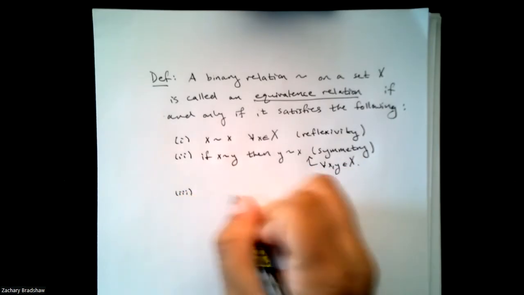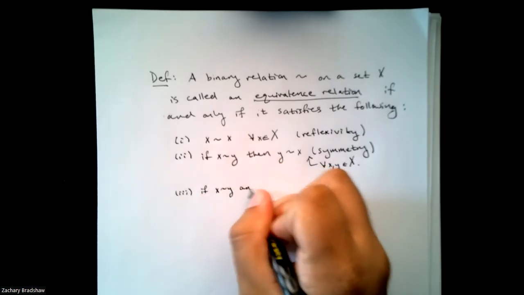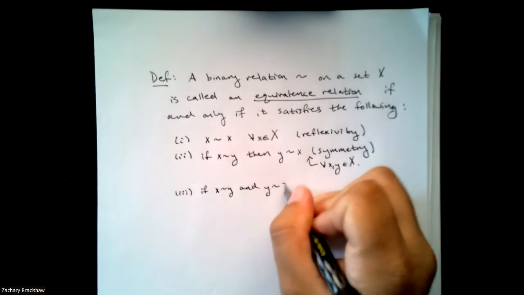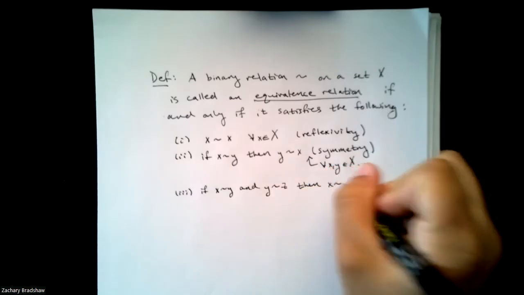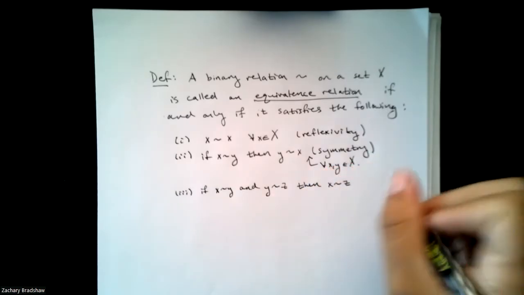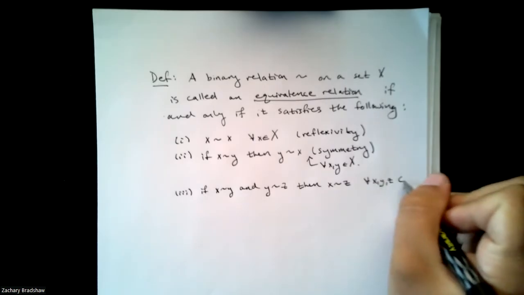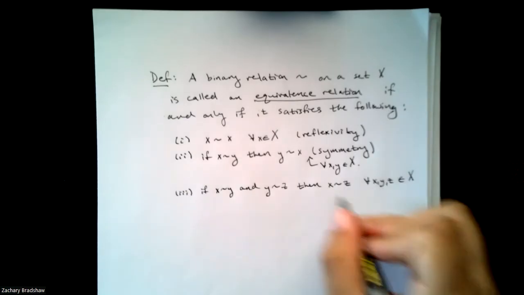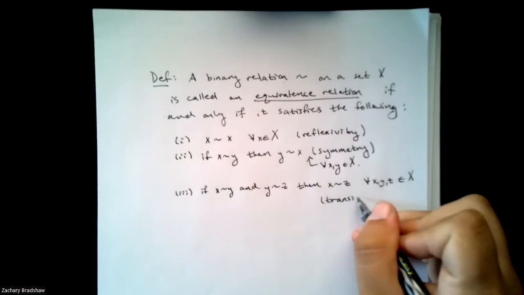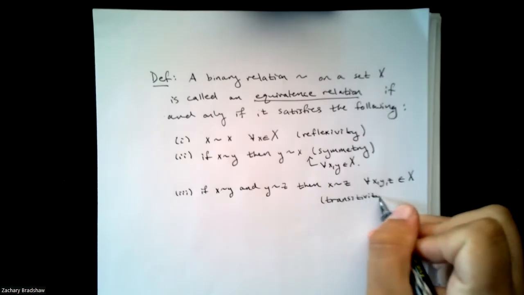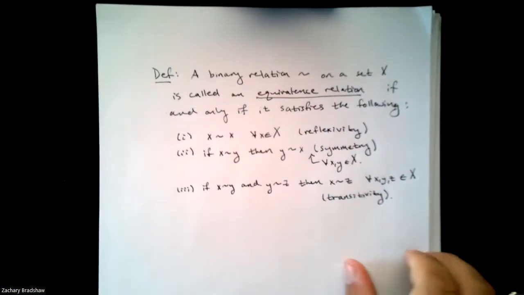And then three, if x is related to y and y is related to z, then we need x to be related to z. So this needs to hold for all x, y, z in our set. And this is called transitivity. Okay.